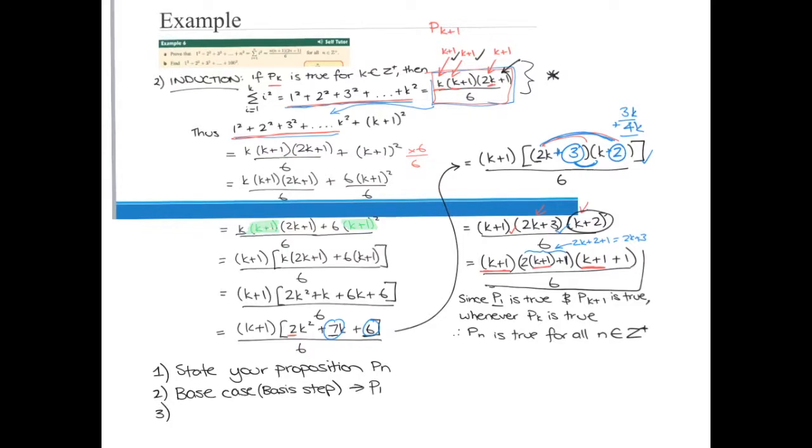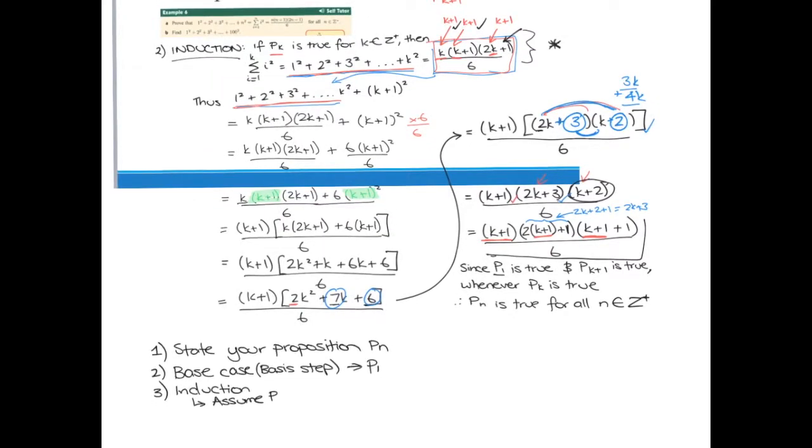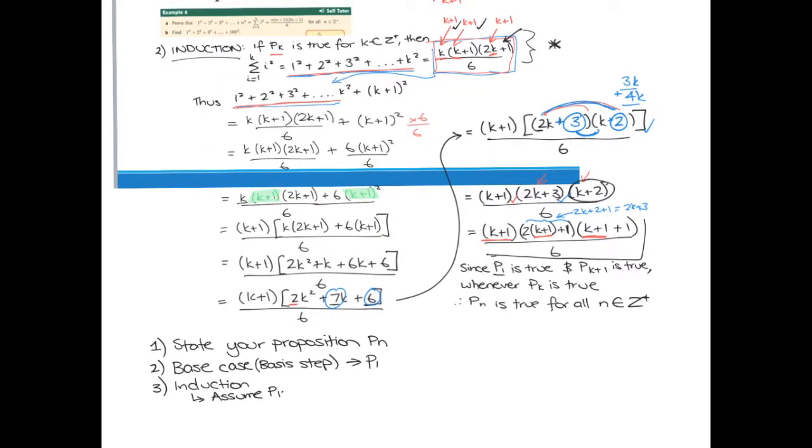Then you need to do your induction, which is, first of all, you need to assume PK is true. And I need to move up again. PK is true, which is this step up here. And then you need to use PK to show PK plus 1 is true. And then you also need to summarize like we've done down here.